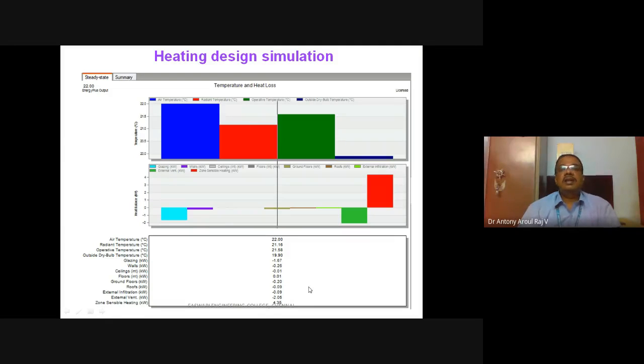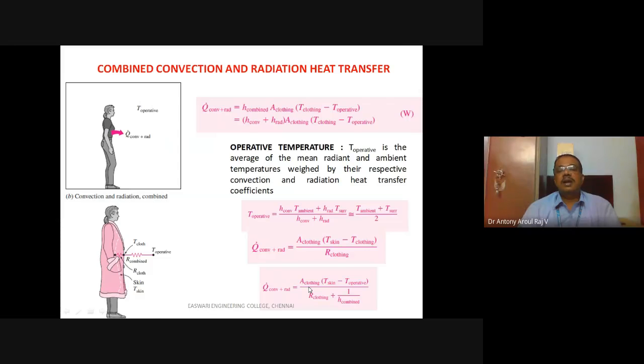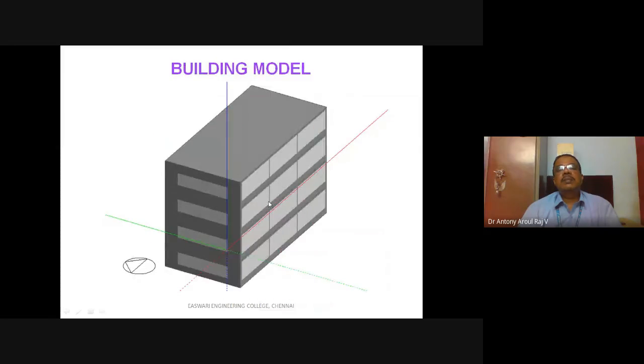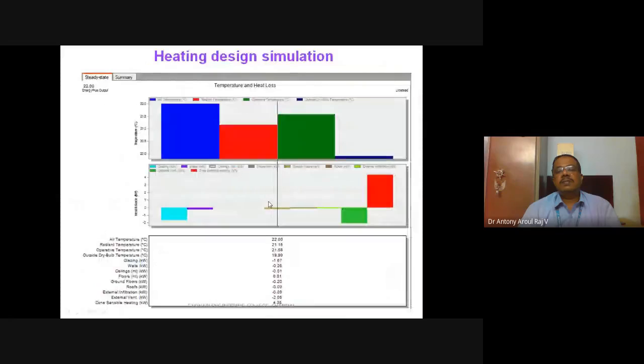So you see the building model. You can see it's a very big model. This much big building, and you are getting only 4 kilowatts. Okay. So that is logical. That is logical. You know, for Chennai, I already told you heating is not required.